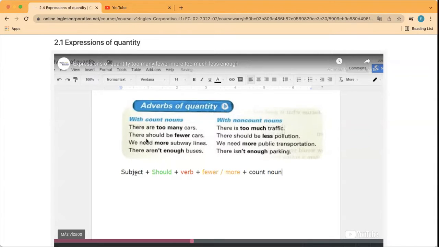What do you think is the solution? There are two ways to describe it. There should be, or we need, okay? And there are two ways to describe the problem. There aren't enough, or there are too many. We also use the word a lot. You can use a lot for both. Yes? So we can use there are a lot of cars. There is a lot of traffic. A lot is for both countable or non-countable. So maybe for you, the motorcycles, oof, there are too many motorcycles, or there are a lot of motorcycles.